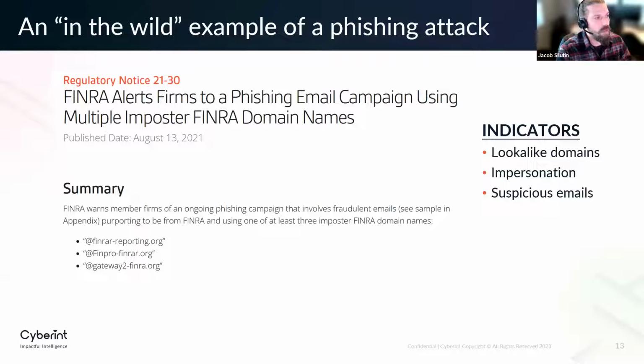But let's take a look at this interesting example from back in 2021 for FINRA, that alerted on a phishing campaign using multiple impersonator FINRA domain names. So they said not only, hey, we're being targeted by phishing, or our customers are being targeted by phishing, but they also mentioned the actual domains to be on the lookout for. So we can see FINRA reporting, FinPro FINRA, and Gateway to FINRA. All of those were mentioned by name by the company, warning customers and partners, hey, don't accept any emails from these guys, block them on your firewalls, block them on the email security gateways, and just be aware of these specific imposter domains.